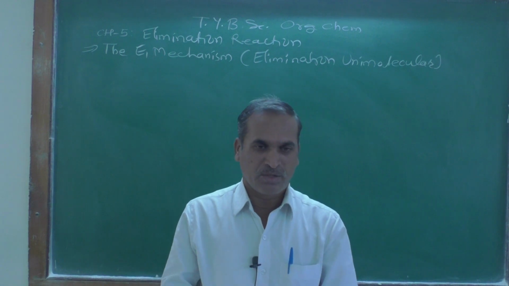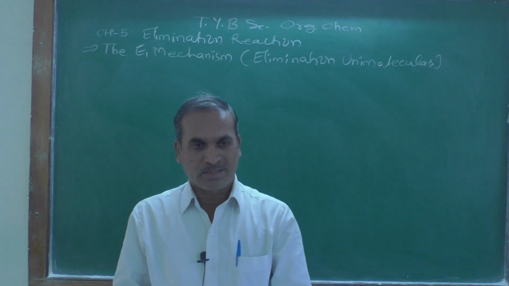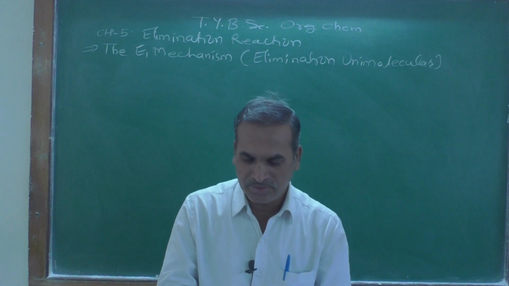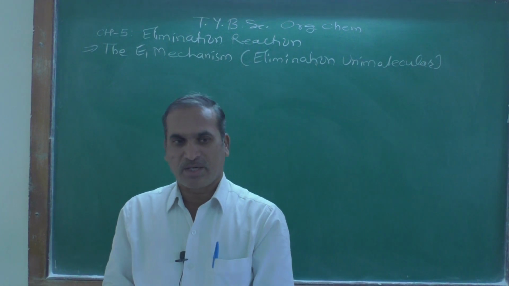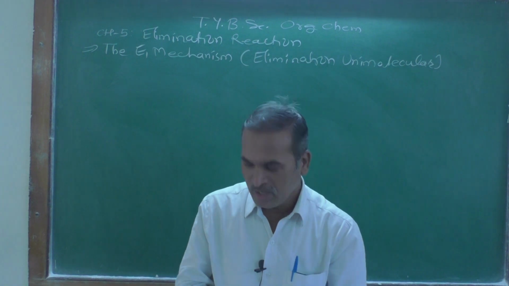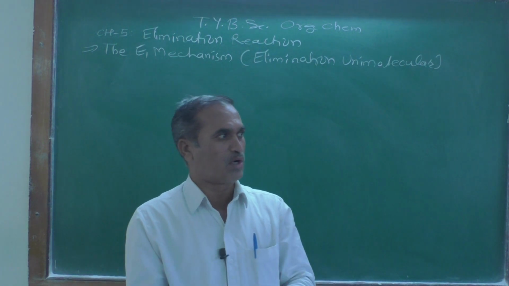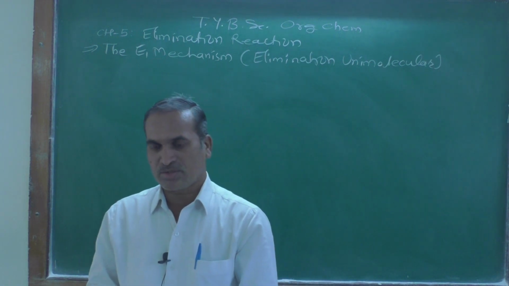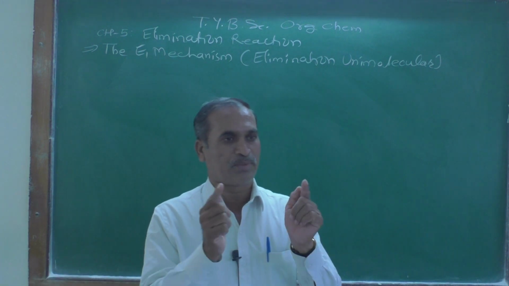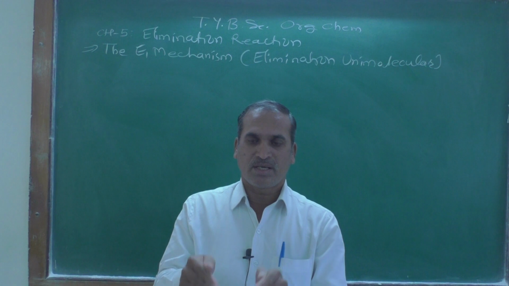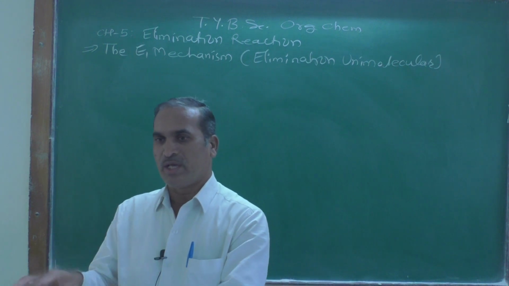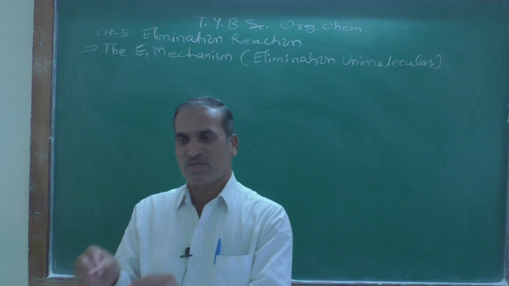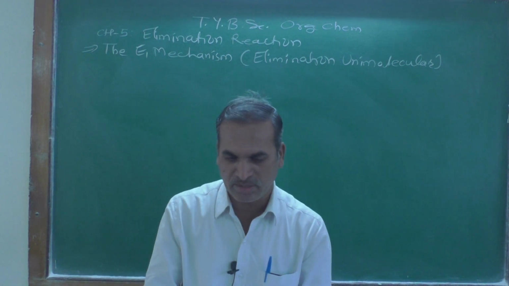Do you remember what we were discussing yesterday? I think we were discussing the Hofmann elimination reaction, right? Hofmann elimination reaction means what? In the E2 elimination reaction, instead of the more substituted alkene being obtained as the major product, we get the less substituted alkene as the major product. Such a reaction is known as the Hofmann elimination reaction.